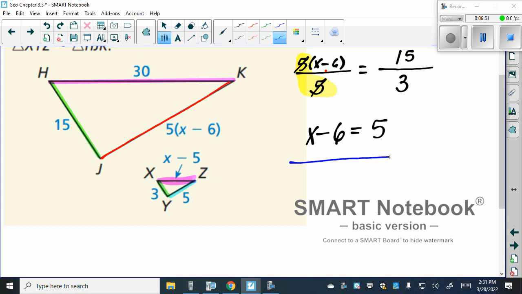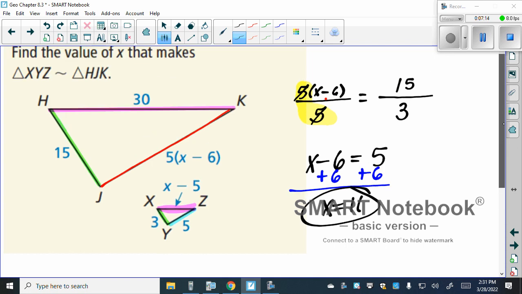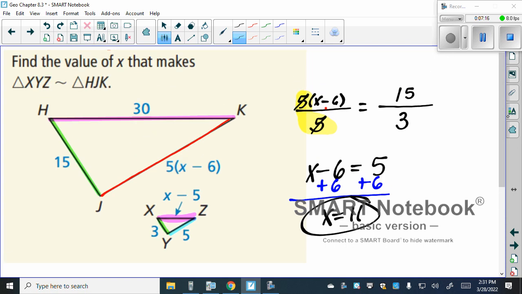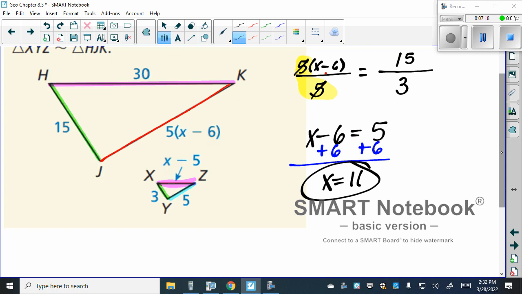And lastly, what do we need to do? We need to check, and that's it. We can, because here it's just asking for what? The value of x. Now, if we did plug it back in, well, here, what times 3 is 15? 5.